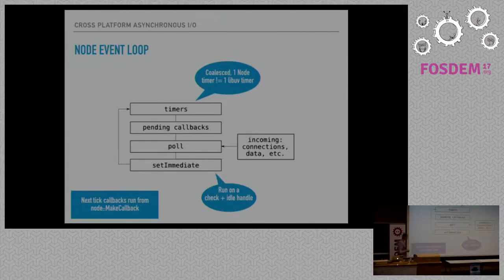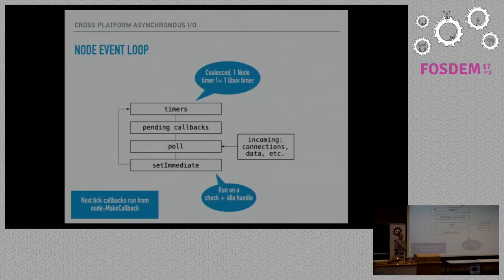And then there are two weird things happening. The first one is setImmediate. So setImmediate runs on a check handle, which is after polling for I/O. So it's called setImmediate, but it doesn't run immediately. And then there is process.nextTick, which you probably know. Which is supposed to run a function on the next tick, but what a tick is, nobody knows. And in a nutshell, it doesn't.